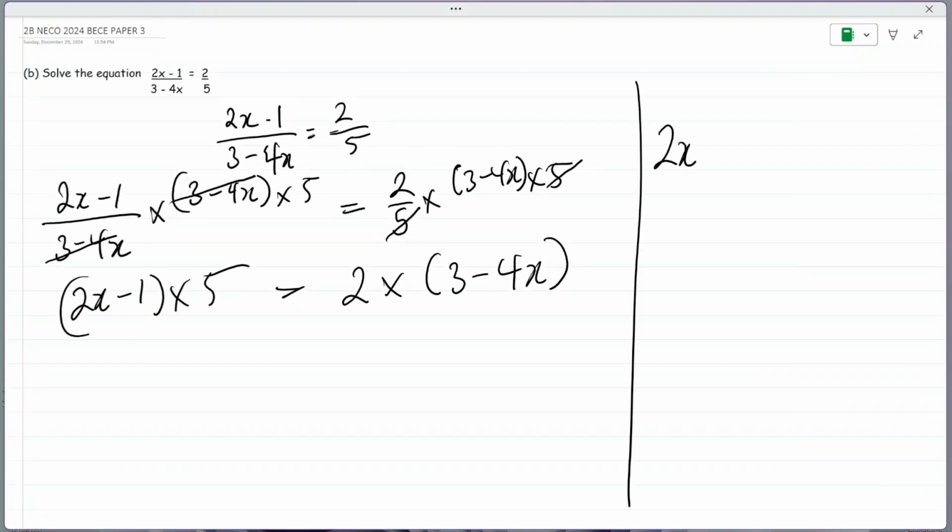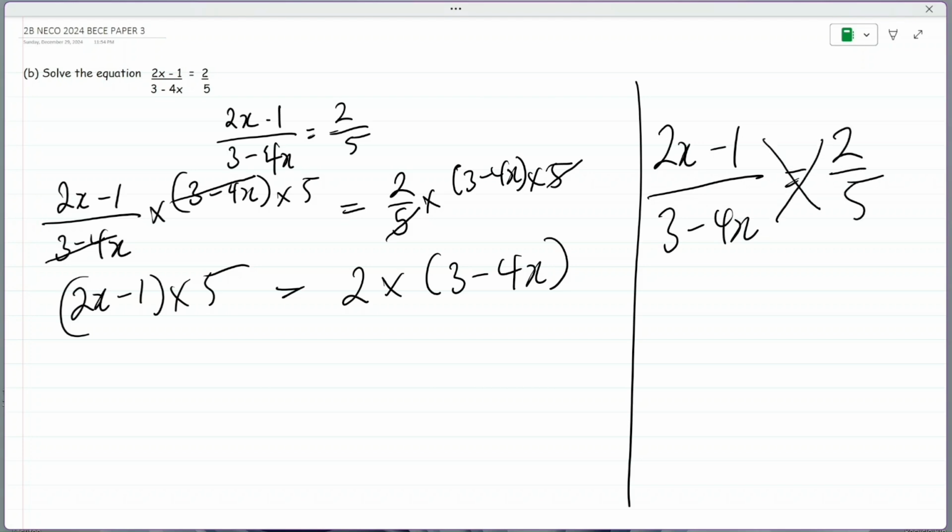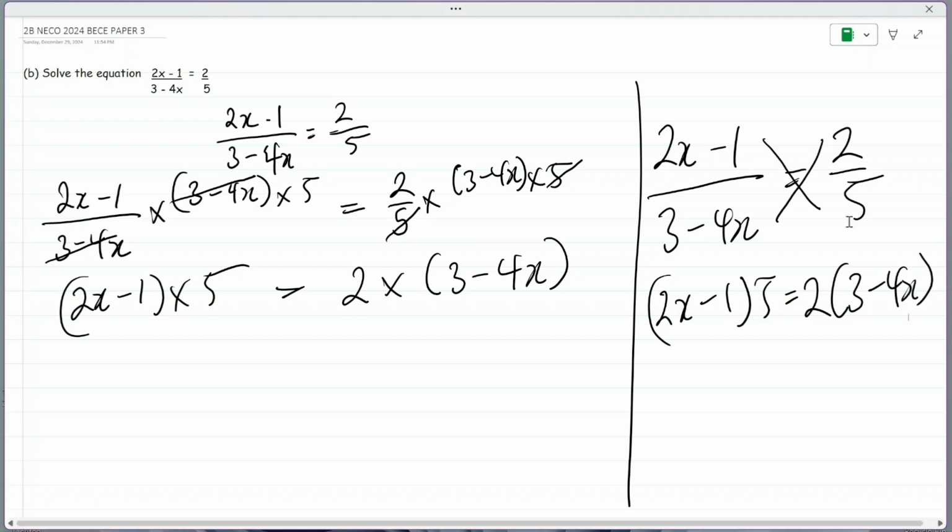We have (2x - 1)/(3 - 4x) = 2/5. We cross and multiply. Let's take this first. You have (2x - 1) times 5 equals, on the other side, 2 times (3 - 4x), 2 into open bracket 3 minus 4x. Because this is one entity, this 2 affects both of them, while this 5 affects both the 2x and minus 1. Note it's the same result as multiplying both sides by the denominator and same as cross multiplying.